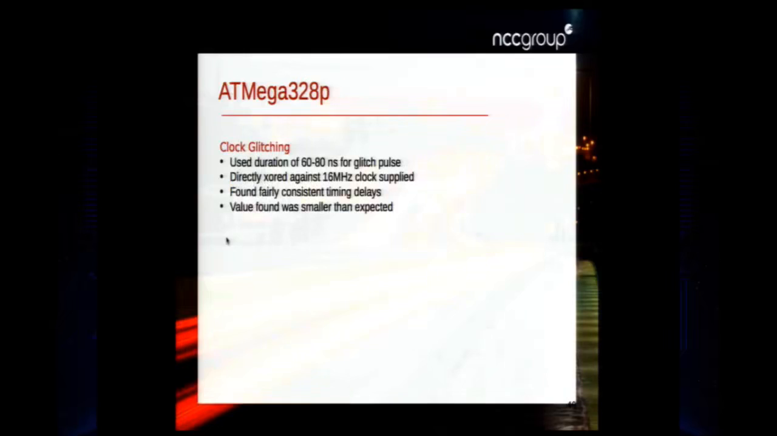For my clock glitching, I used a duration of 60 to 80 nanoseconds for the glitch pulse. And I used both a direct XOR and a three-phase XOR successfully against the device. The delays were fairly consistent. Whenever I performed the actual attack on the device versus the two examples, it came out to be pretty much the same delay value. And the value was actually smaller than expected.